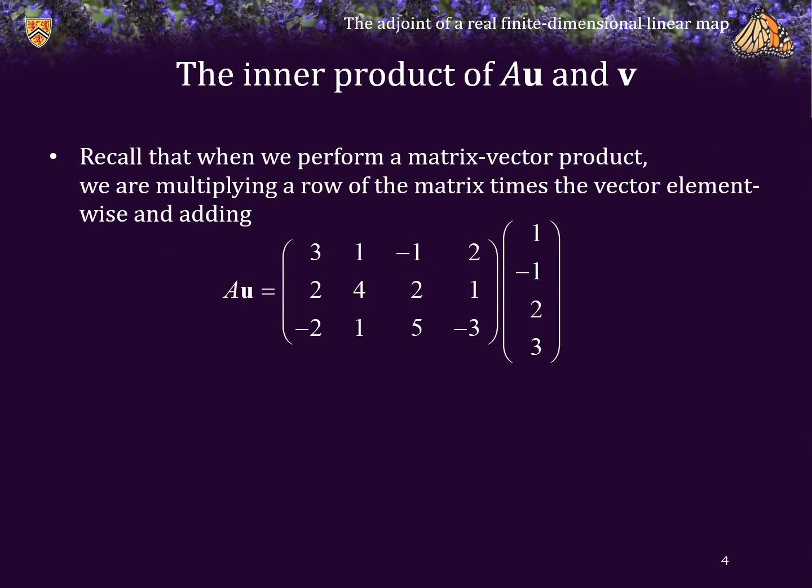Recall that when we perform a matrix vector product, we are multiplying a row of the matrix times the corresponding entries of the vector element-wise and adding the result. So, for example, to get the second entry of the result, we would calculate 2 times 1 plus 4 times negative 1 plus 2 times 2 plus 1 times 3.